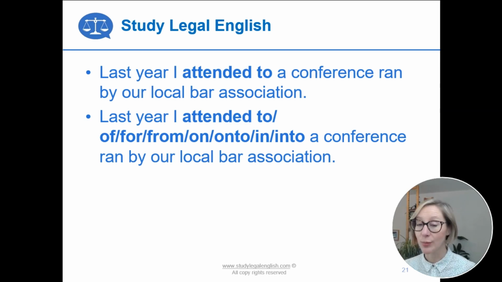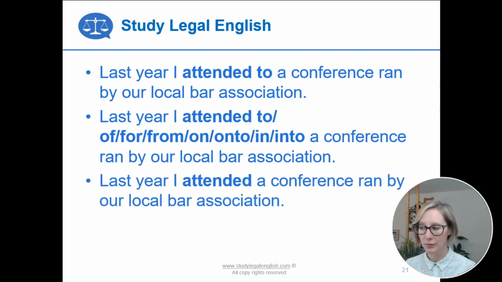Now, this one's a bit tricky. See what you think is the correct answer. 3, 2, 1. The correct answer is that there's no preposition, okay? Last year, I attended, no preposition, a conference run by our local bar association.